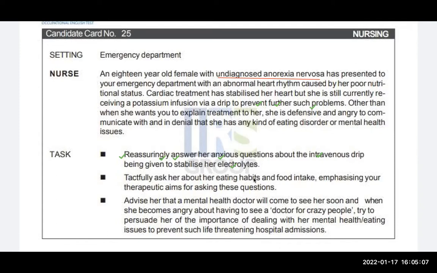Tactfully ask her about her eating habits. यानी कि जब आप उसको ईटिंग हैबिट्स का पूछोगे तो वो मना करेगी, वो बताएगी नहीं आपको, तो आपको टेक्टफुली फूड इनटेक के बारे में पूछना है, emphasizing the therapeutic, थेराप्यूटिक का मतलब मेडिकल एम ऑफ द ट्रीटमेंट, for asking this question. वो कहेगी आप जान के मेरे से पर्सनल क्वेश्चन पूछ रहे हो, सो यू हैव टू से नो, it is important for your treatment. So I'm asking from the medical point of view.